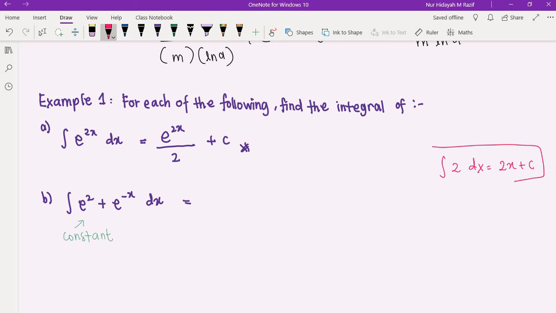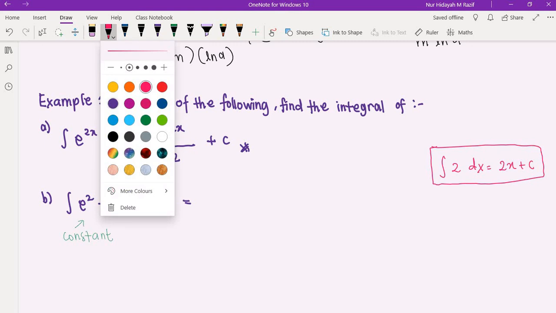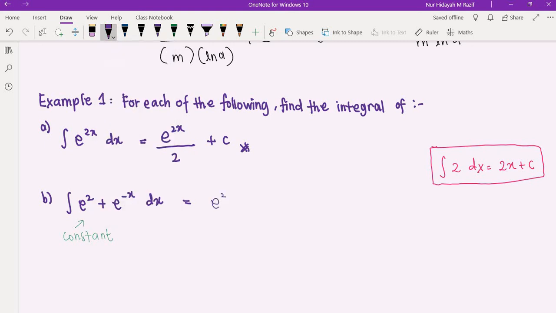Using this very similar concept, the integral of e squared will give me e squared times x, and then plus the integral of e power of negative x, which will give me e power of negative x divided by negative 1, and then plus c. Simplify your answer and you will have e squared x minus 1 over e power of x plus c.